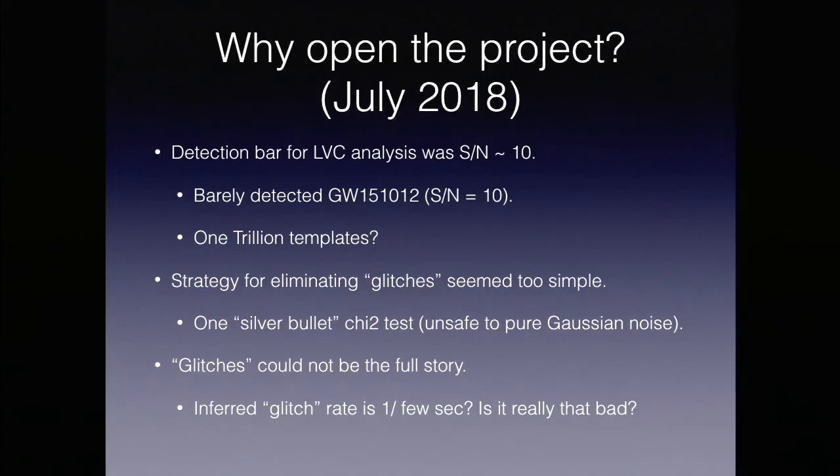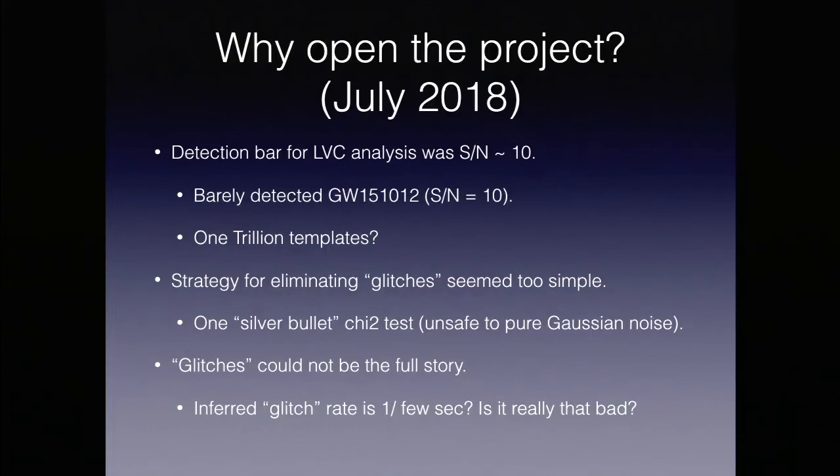Now, a question you must ask yourself. We were asking ourselves this question: why open the project in July 2018? Data is already out for half a year, and we didn't know what to do with ourselves. Because on the one hand, there are like 1,000 people in LIGO. Actually, that's an underestimate. It's like 2,000. And it seems that what they are doing is derived from first principles, and it looks very good.